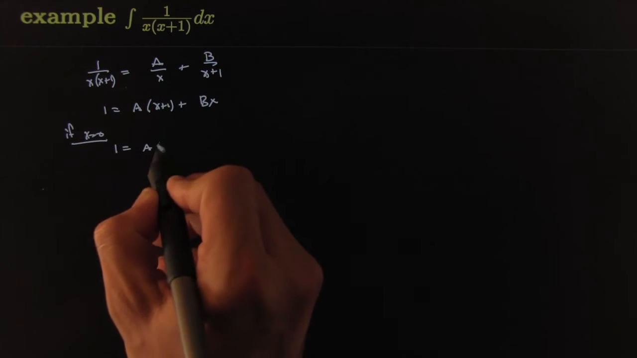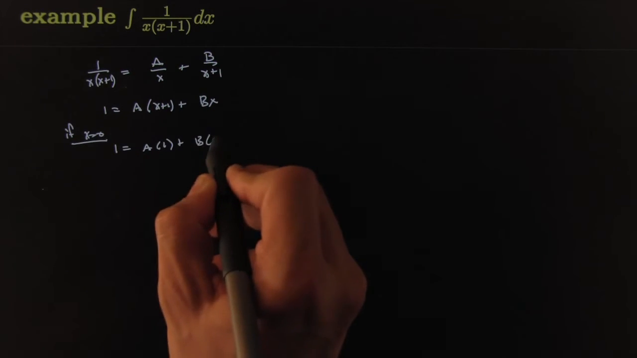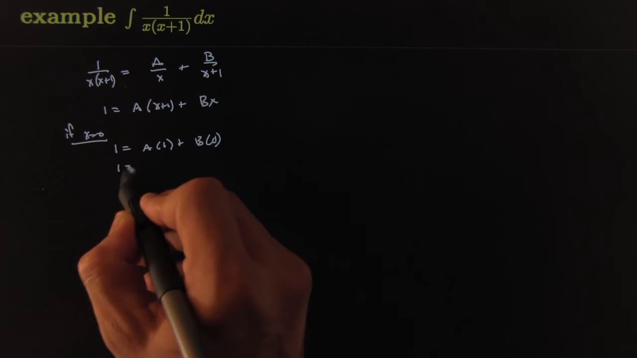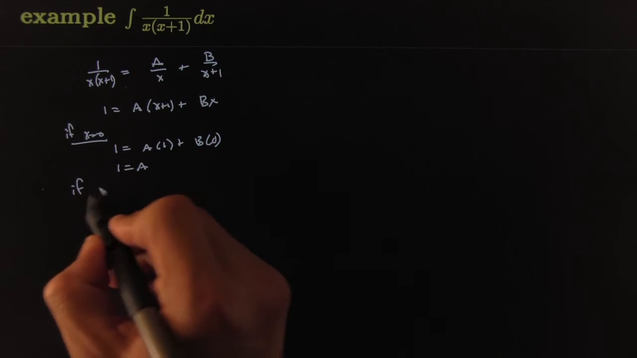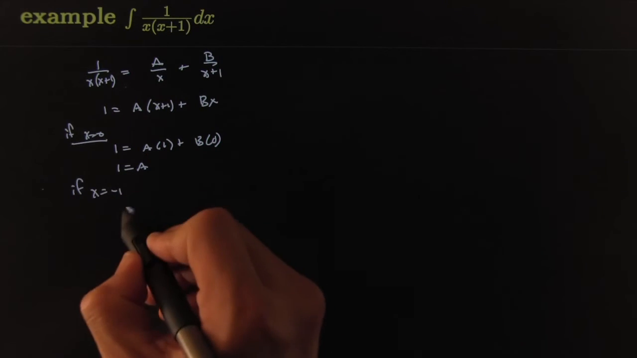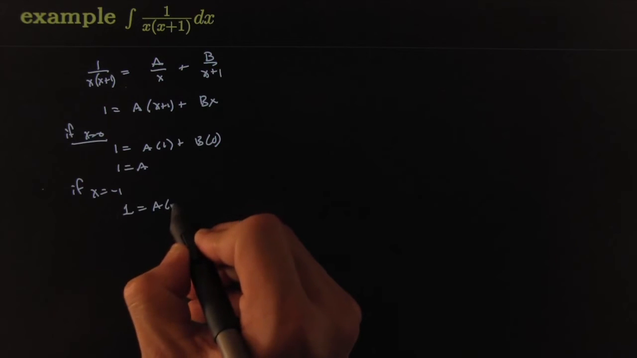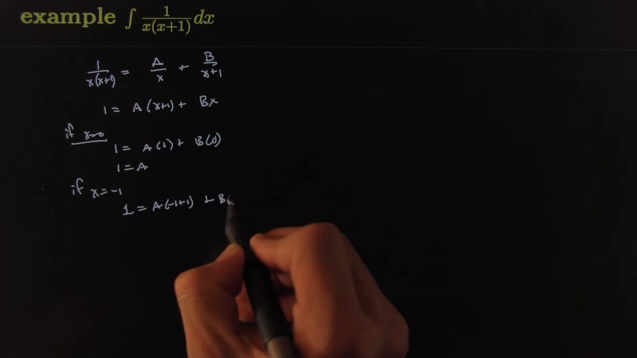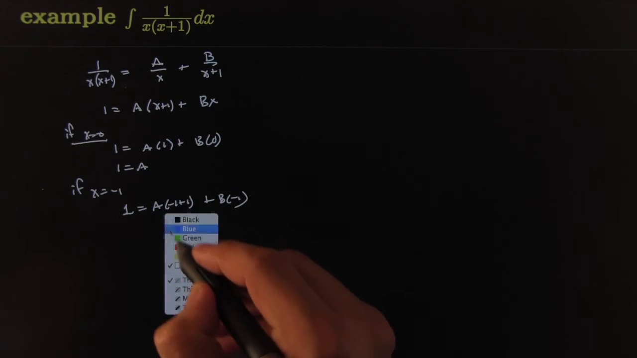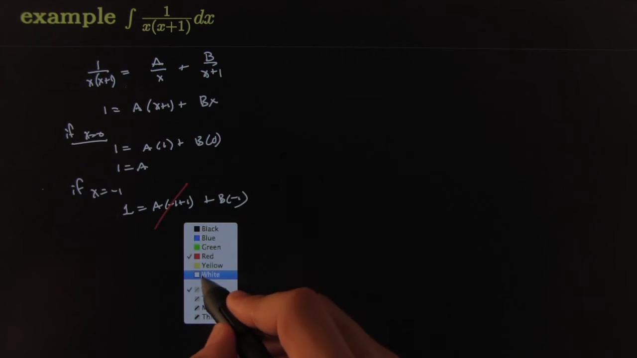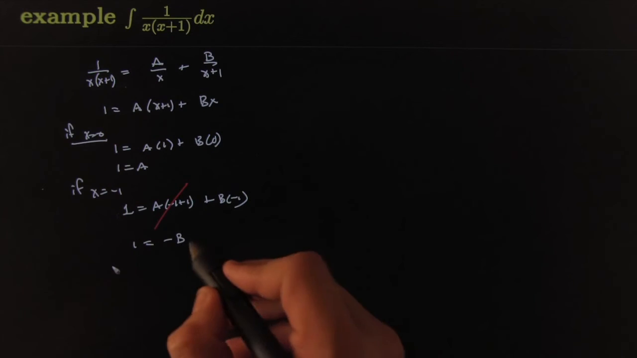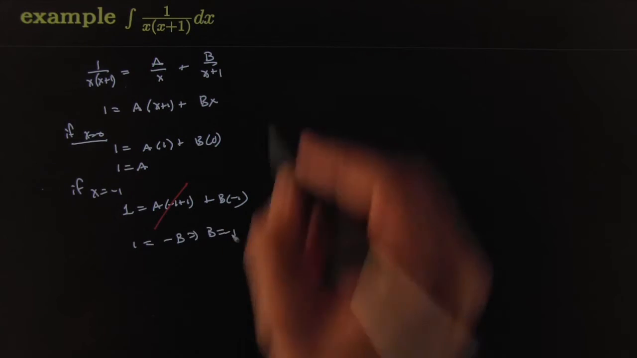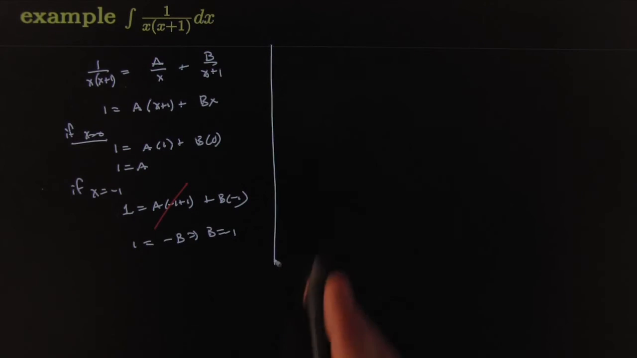Okay, replace: if x is equal to 0, this would be 1 is equal to A times 1 plus B times 0. That goes away, leaving you with the inevitable conclusion that A must be equal to 1. Try it again. If x equals negative 1, that would give you 1 is equal to A times negative 1 plus 1, plus B times negative 1. Canceling this, leaving you with the conclusion that 1 must be equal to negative B, or B is equal to negative 1.